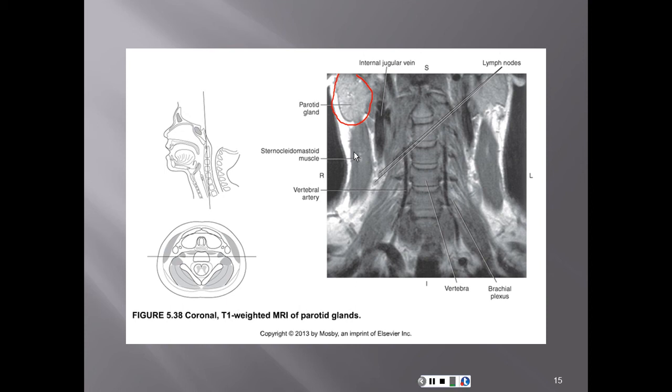Here's a good coronal image of the sternocleidomastoid muscle. And they have the vertebrals that's flanking the vertebra. So we are actually dissecting the transverse foramina. And here's a good picture of the brachial plexus.